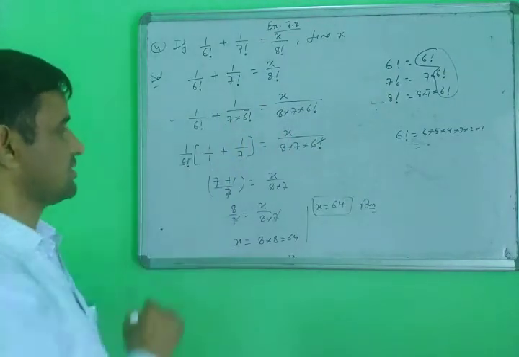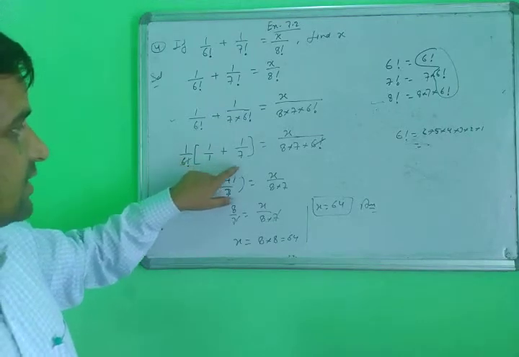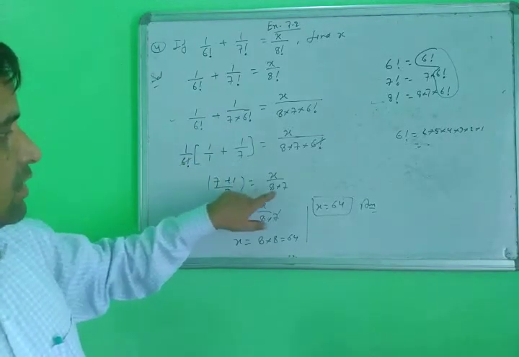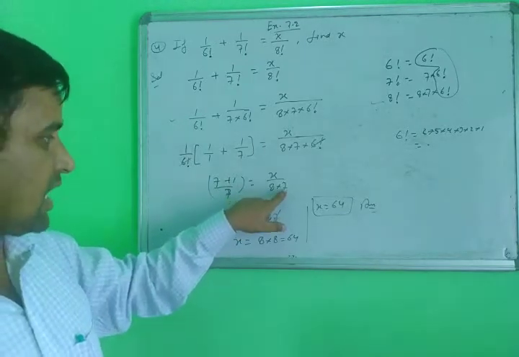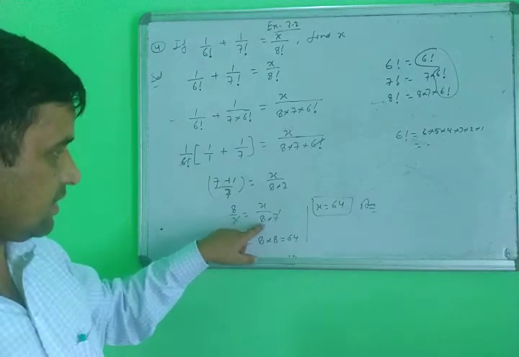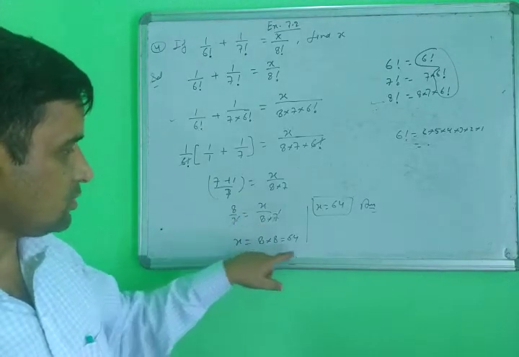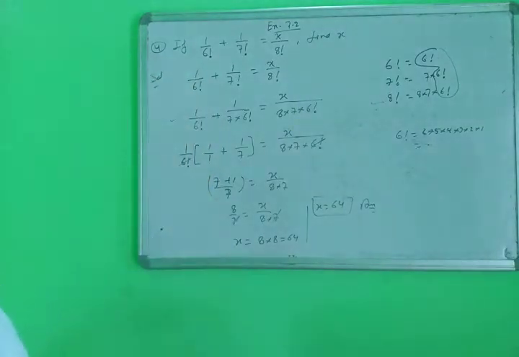Second step: you take factorial 6 common, see what is left inside, take the LCM, and then you can easily cancel 7 into 7, left side 7, right side 7, you cancel. So what is left is 8 upon 8 here and 8 here, 8 into 8 is 64. The value of x equals 64. In this way you can easily find the value. Yes, note it down.